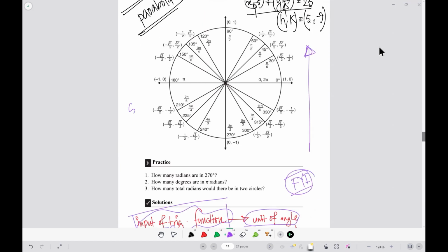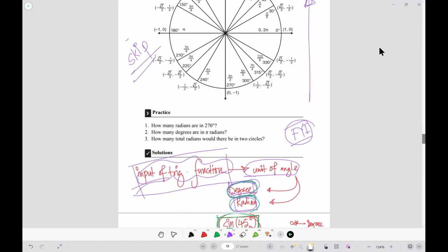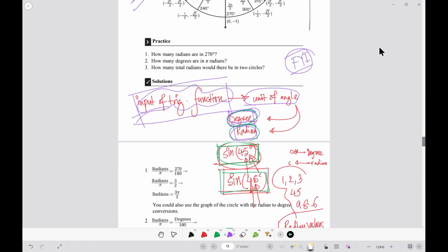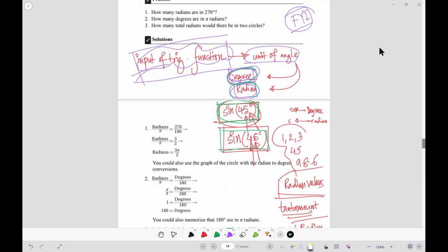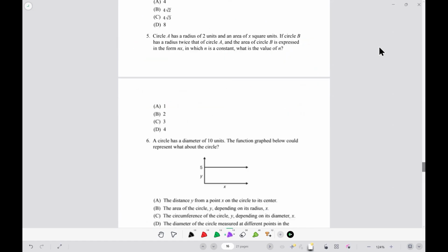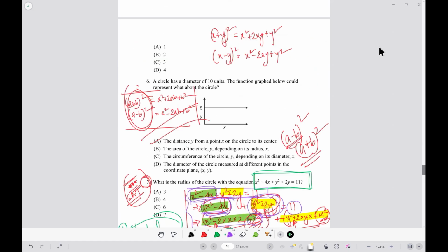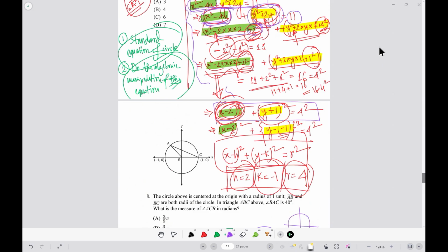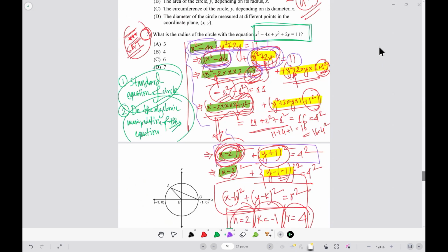You can skip that, at least for your SAT. And input of trigonometric functions, degree and radian, and we have done some trigonometric and some real important problems. That is basically manipulation of equation, and then transferring the formation into a standard equation of circle.